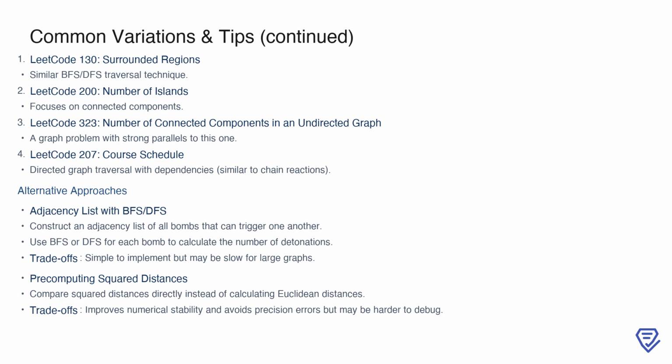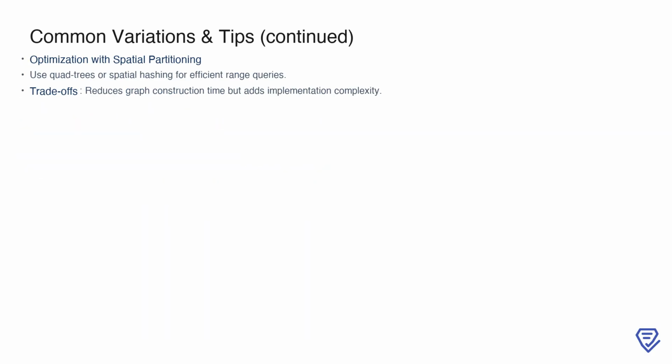Alternative approaches include constructing an adjacency list where each bomb points to the bombs it can trigger, then using BFS or DFS to calculate the total number of detonations per bomb. While simple to implement, this approach may be slower for large graphs. Pre-computing squared distances is another option, as it avoids precision errors and reduces computational overhead, though debugging squared comparisons can be less intuitive. For further optimization, spatial partitioning techniques like quad trees or spatial hashing can be employed.